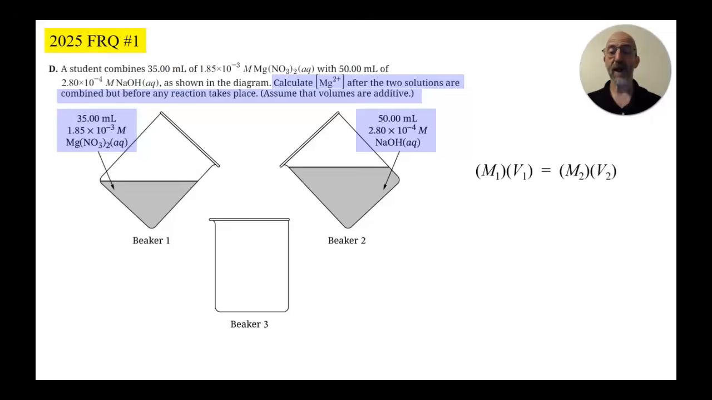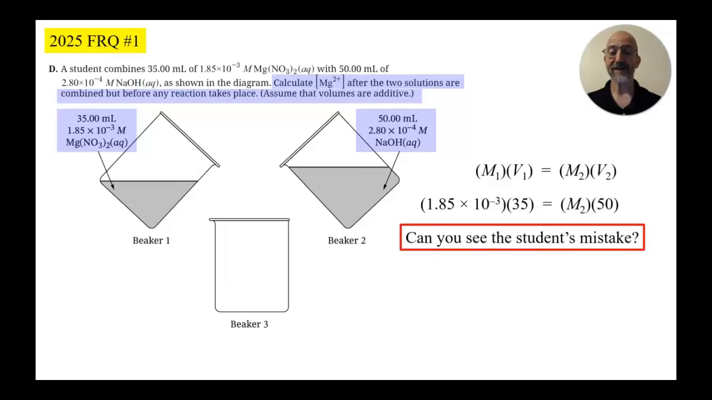So the student correctly set up an equation for calculating the concentration of the magnesium. I see 1.85 times 10 to the negative 3. That is the concentration of the magnesium nitrate, which is the solution in beaker 1 on the left. And then we don't know the concentration of the magnesium in beaker 3, so they have 35 milliliters. That looks good. Do you see the mistake? What is the total volume when these two solutions are combined together? 35 plus 50 is actually 85.